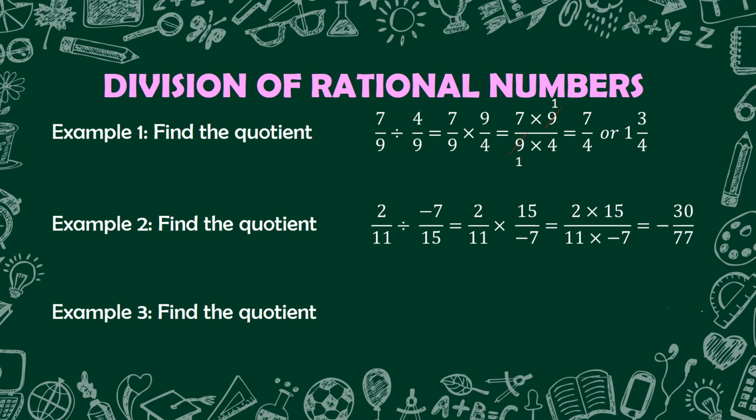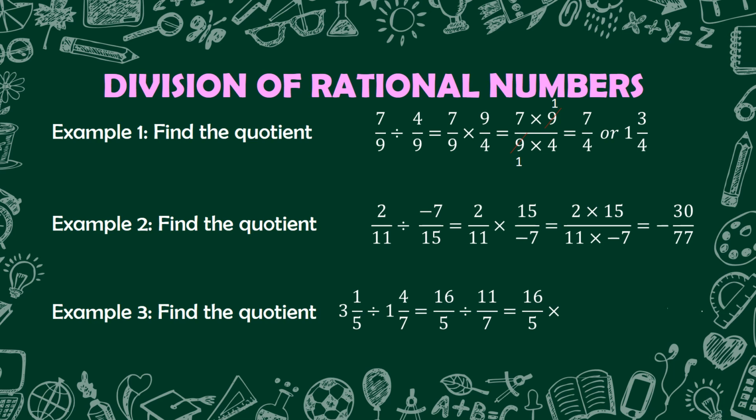Example 3. Last, find the quotient of 3 and 1 over 5 divided by 1 and 4 over 7. Let us first change it into improper fractions. We will have 5 times 3 is 15 plus 1, that is 16 over 5. Then we will have 7 times 1, that is 7, plus 4, that is 11 over 7. That's why we have 16 over 5 divided by 11 over 7.